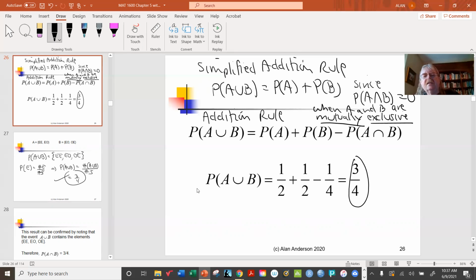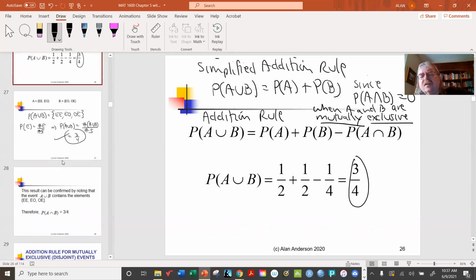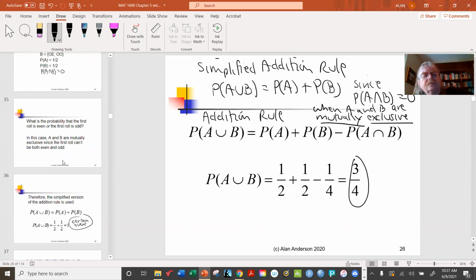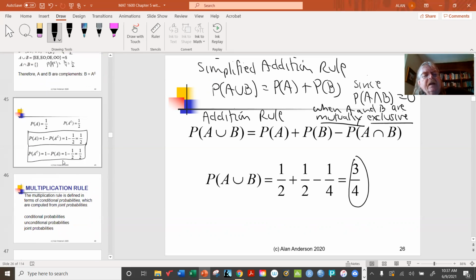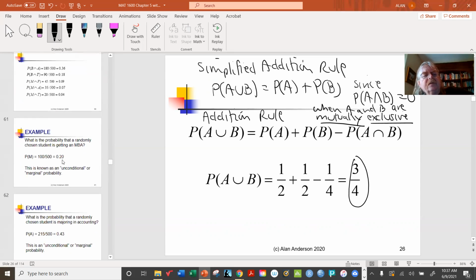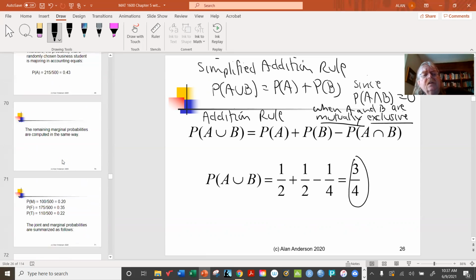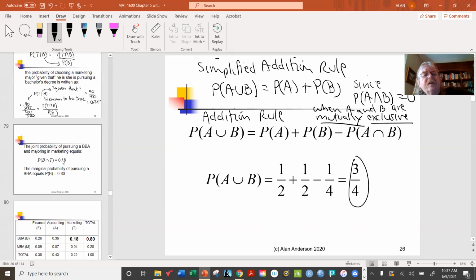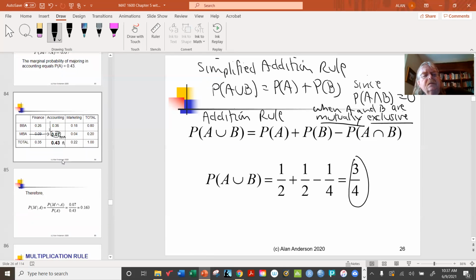Something comparable to that is going to be true with the multiplication rule. There will be a simplified version, but it is not to be used when A and B are mutually exclusive. It requires something different to be true. Okay, so we'll introduce that right now. So when can we use the simpler version of this rule, and what does it look like? Those are some very interesting questions.